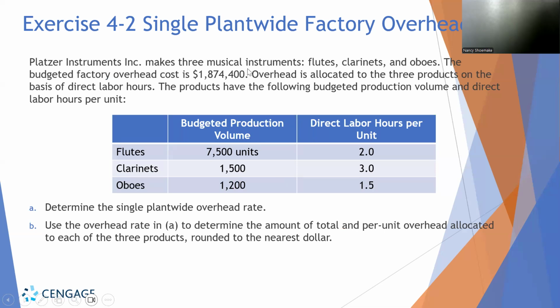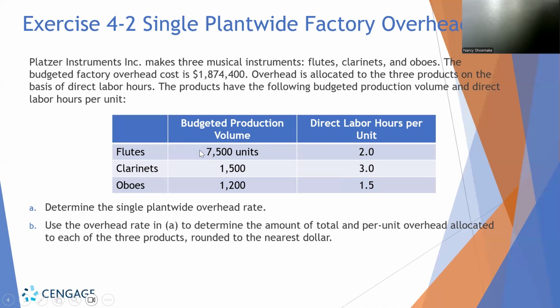Platzer Instruments makes 3 musical instruments: flutes, clarinets, and oboes. The budgeted factory overhead is $1,874,400. Overheads are allocated to the 3 products on the basis of direct labor hours. We're assuming flutes are going to need 2 direct labor hours per flute, clarinets 3, and oboes 1.5. So we also know the units.